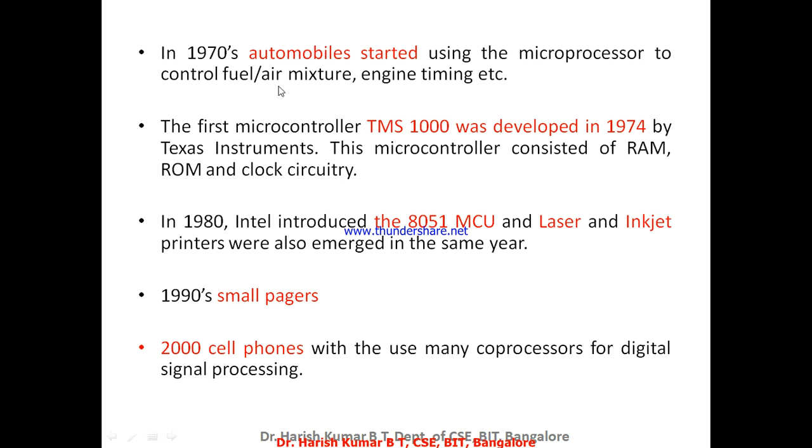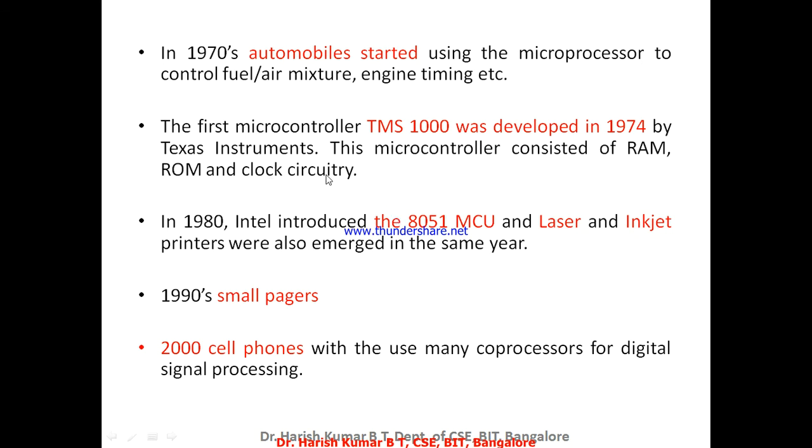Later, in the 1970s, even automobiles started using microprocessors to control the fuel air mixture and also the timing of the engine. This is how automobiles started using embedded systems. Then the TMS-1000 was developed in 1974 by Texas Instruments. This microcontroller consisted of RAM, ROM and so on, because a microcontroller has its own memory and its own peripherals. The TMS 1000 was the first microcontroller to have its own RAM, ROM, and also the clock circuitry.